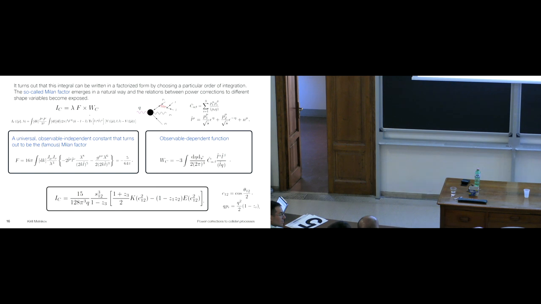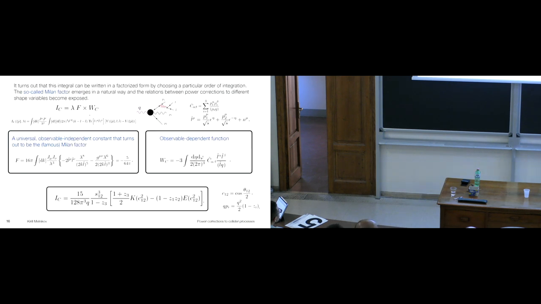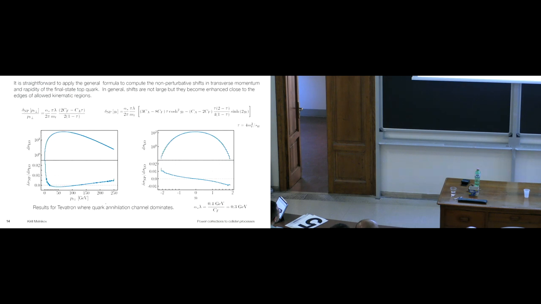Kirill, I have a short question. On one of the slides, when you showed numerical results, you had alpha s times lambda, and you put it to be 0.3 GeV. Can you somehow comment on this? How do you come up with that number? Is it just crystal ball? This is my greatest achievement, okay?